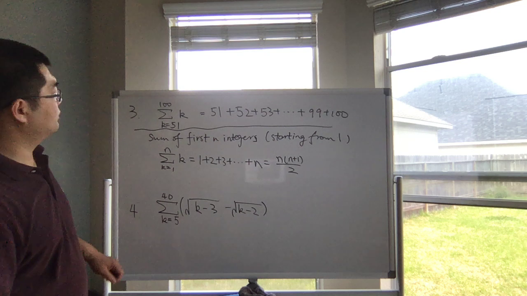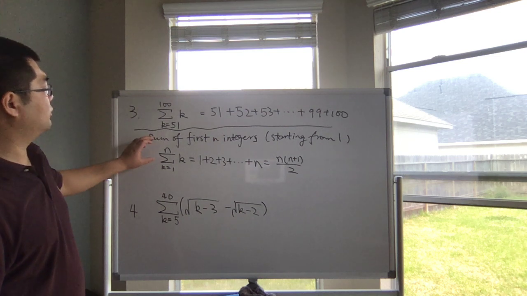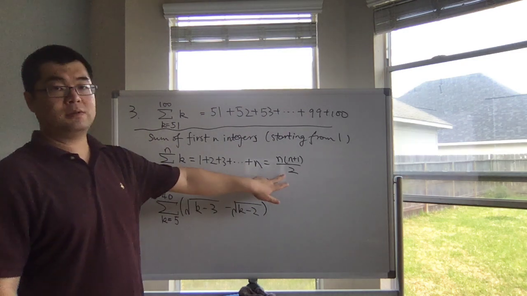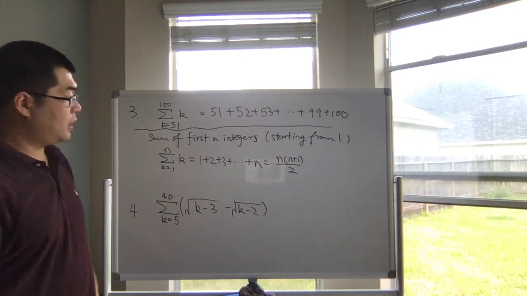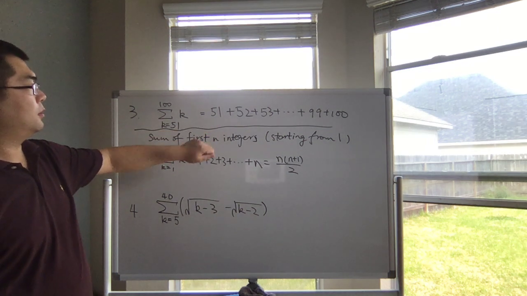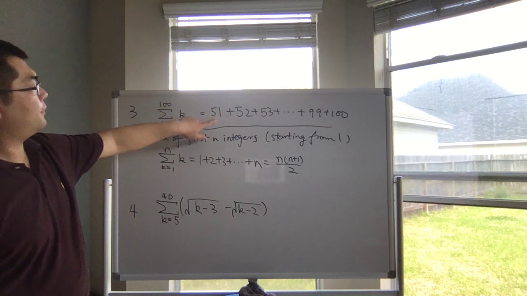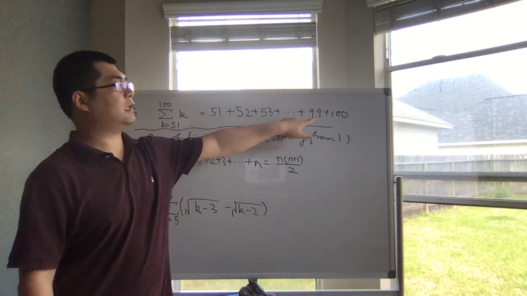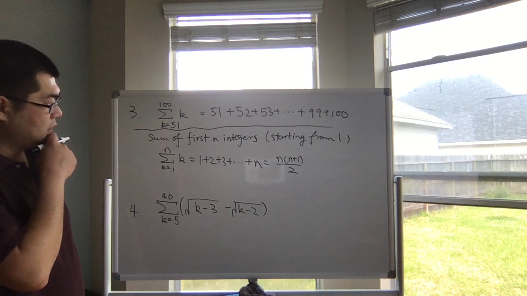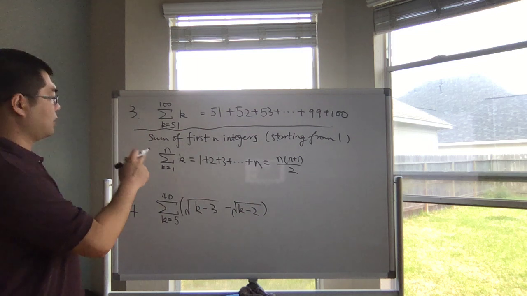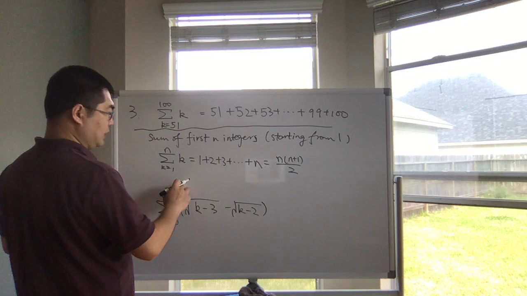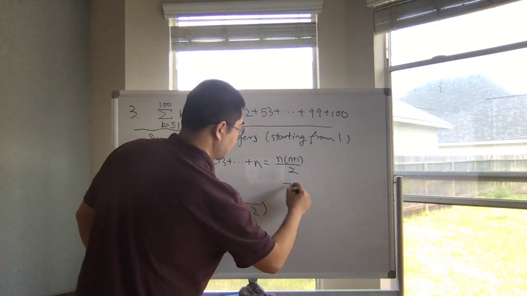Then let's try to think about it. How do we link the sum of the first n integers formula, which is here, again starting from 1, to this problem: 51, 52, 53, up to 100, right? Now guys, let's think about this. Do you agree that using this formula, I can easily, let me write it this way.